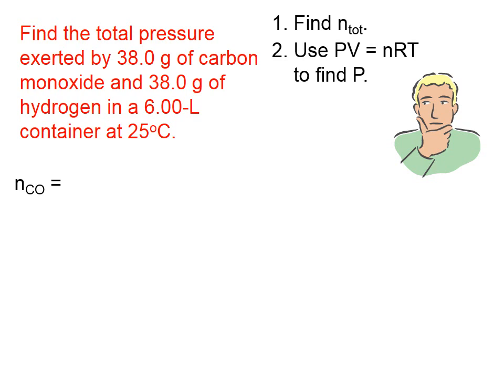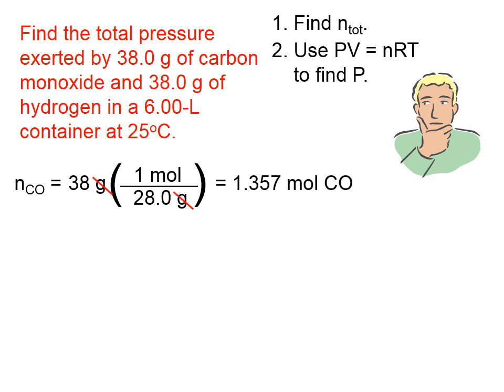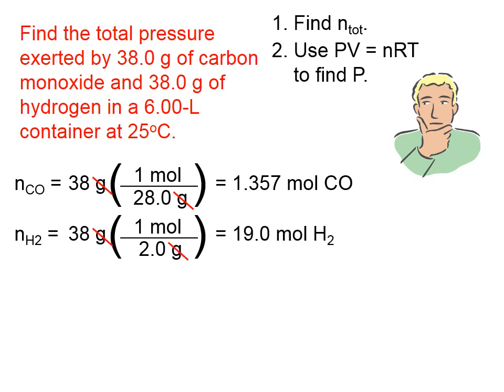So the number of moles of carbon monoxide is going to be found by taking 38 grams. Carbon monoxide, of course, has a formula of CO, so its molar mass is 28. 38 grams of carbon monoxide is 1.357 moles of carbon monoxide. Let's do the same thing for the hydrogen. We have 38 grams of hydrogen, but the molar mass of hydrogen is only 2. 38 divided by 2 is 19 moles of hydrogen. So although the masses of the two substances are the same, there are many, many more moles of hydrogen.